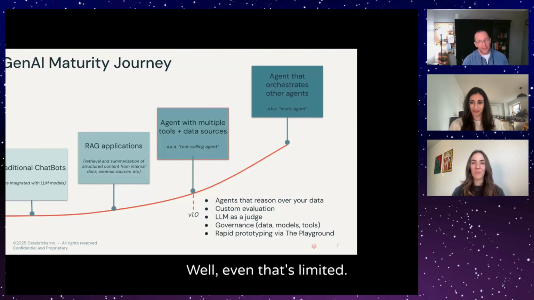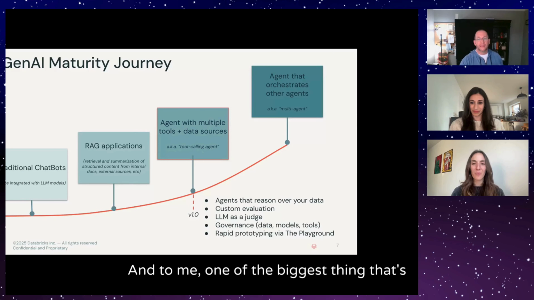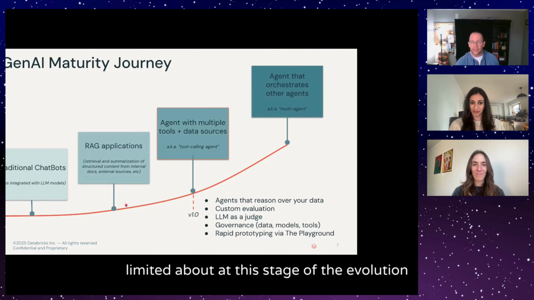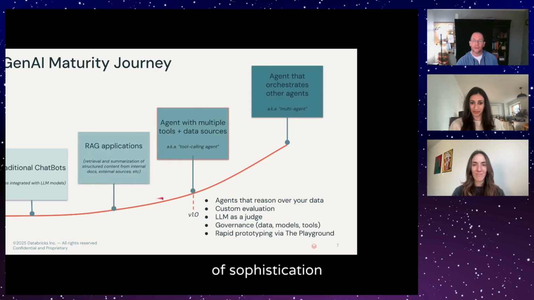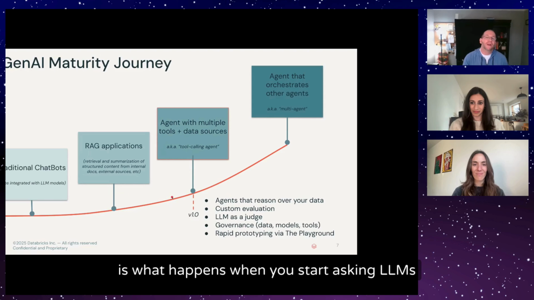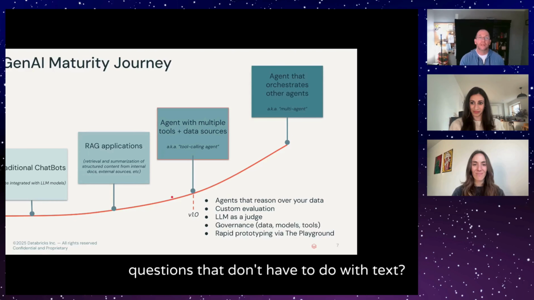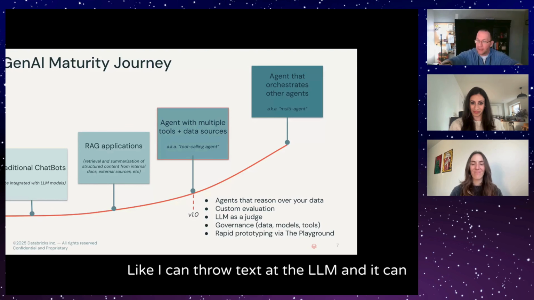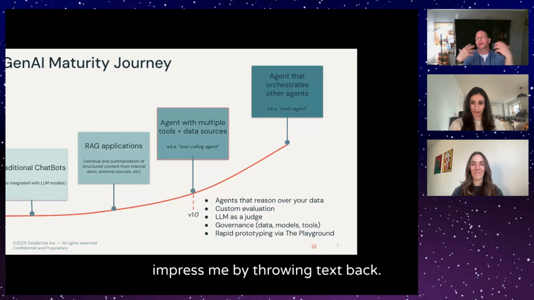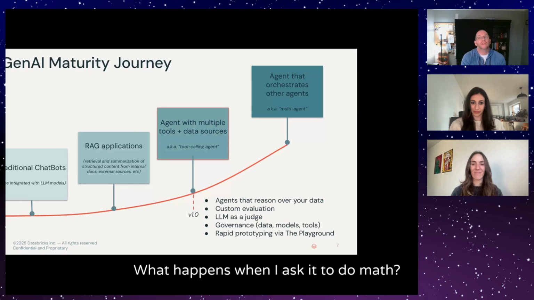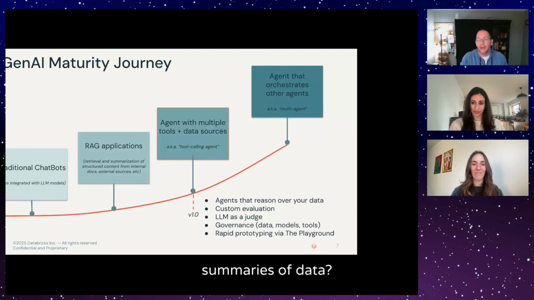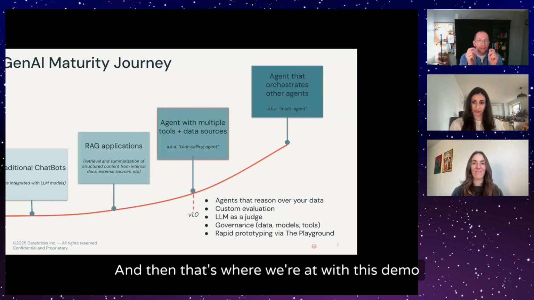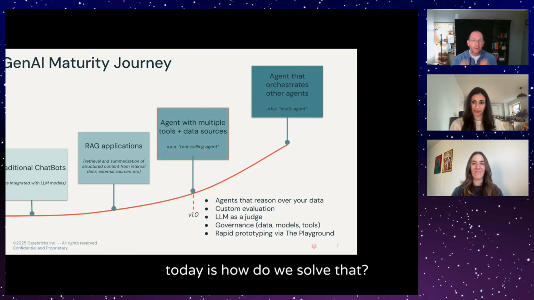Well, even that's limited. And to me, one of the biggest things that's limited at this stage of the evolution of sophistication is what happens when you start asking LLMs questions that don't have to do with text. I can throw text at the LLM and it can impress me by throwing text back. What happens when I ask it to do math? What happens when I ask it to give me summaries of data? At that point, it starts falling apart. And that's where we're at with this demo today: how do we solve that?